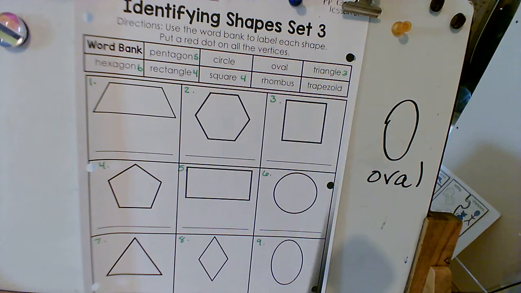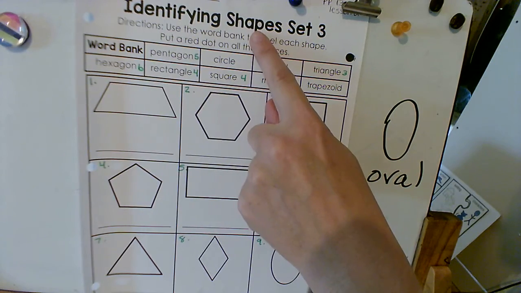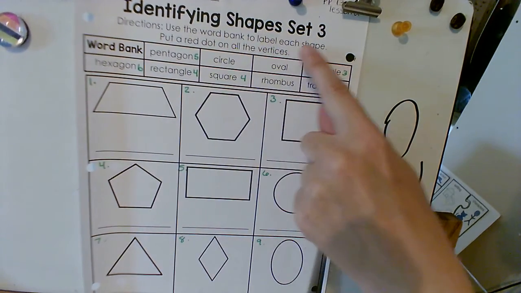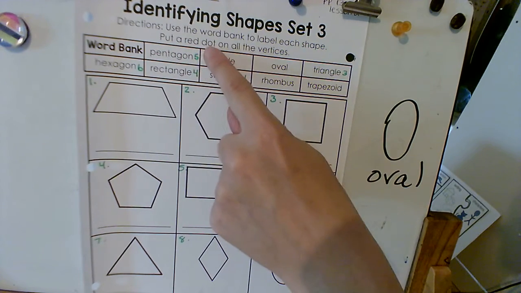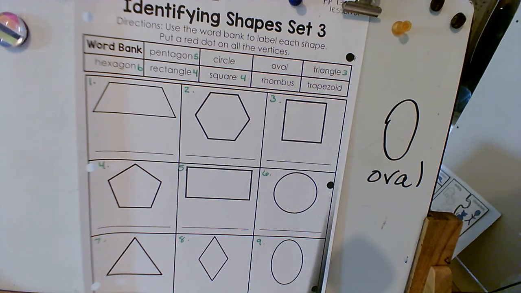All right, here's your You Try activity. Identifying shapes. Directions: Use the word bank to label each shape. Put a red dot on all the vertices. We haven't talked about that, so we're going to skip that step. So what you're going to do is look at these 9 shapes.